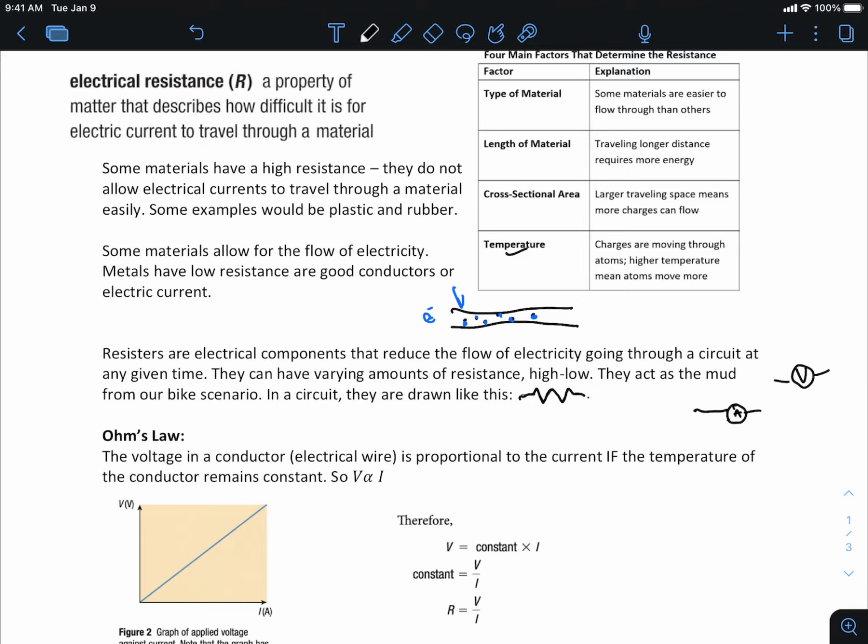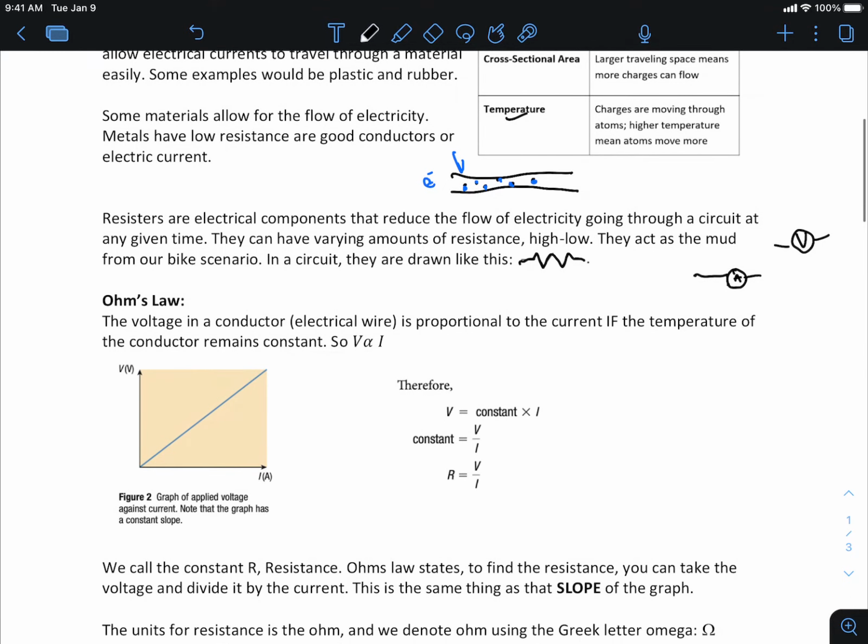And so we have this law. It's called Ohm's law. It says the voltage in a conductor or an electrical wire is proportional to the current if the temperature of the conductor remains constant. The constant term, the temperature being constant, indicates that we can represent this relationship in a linear fashion. So the higher the voltage, the more current.